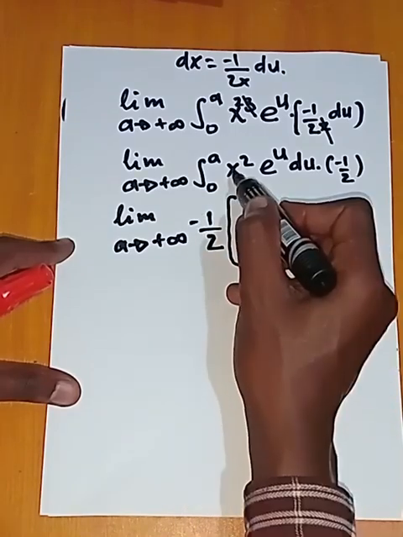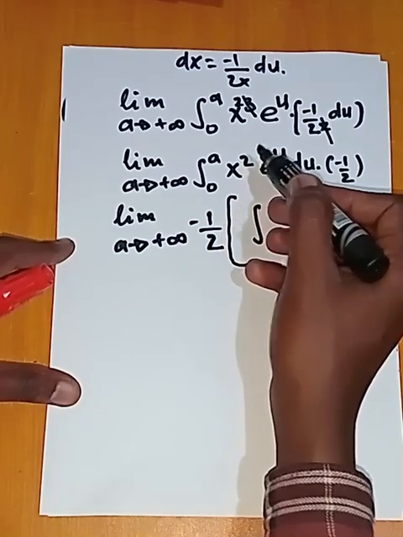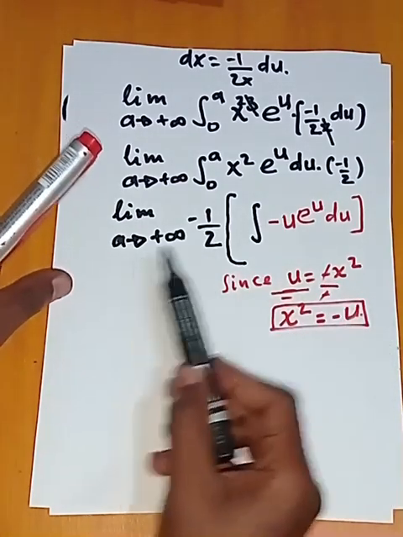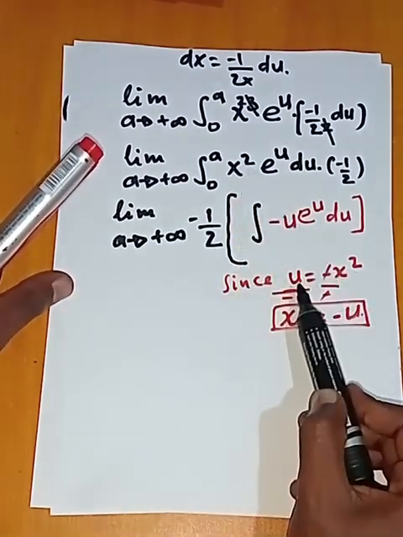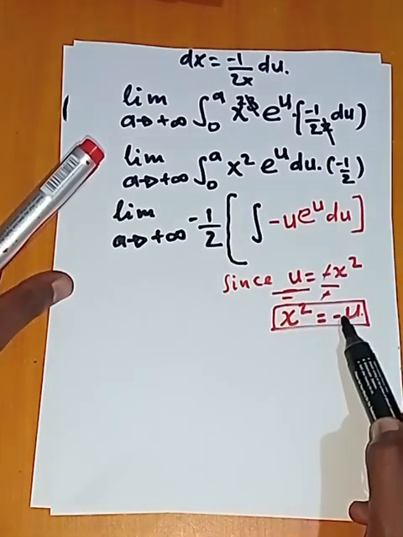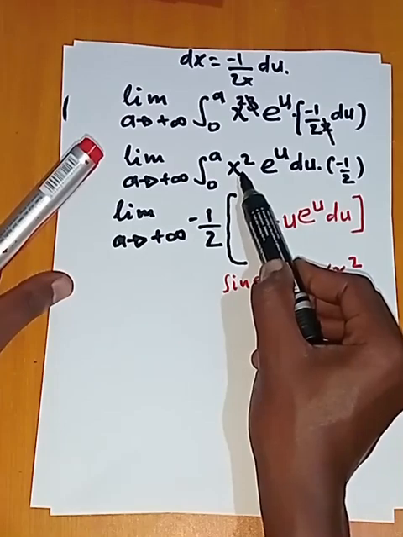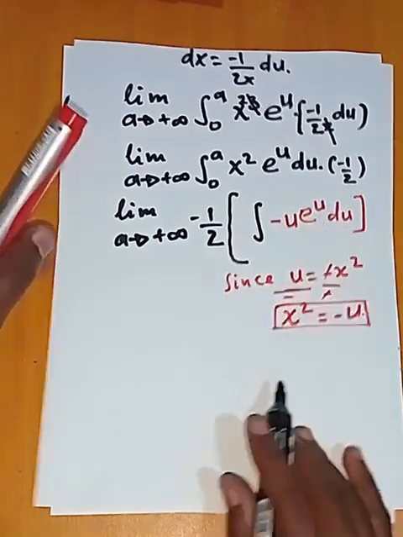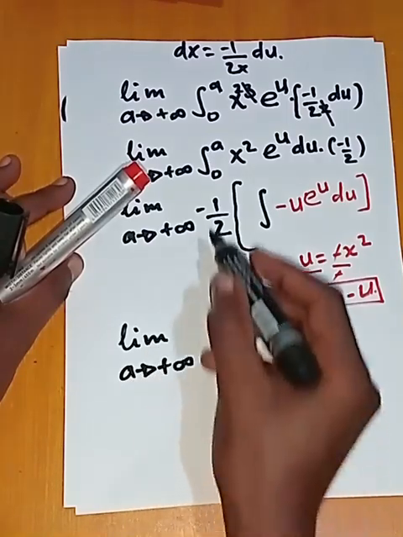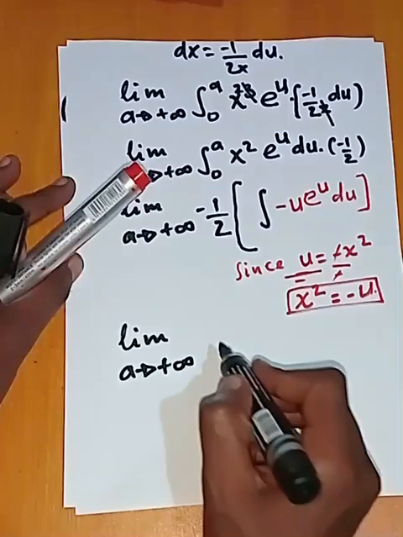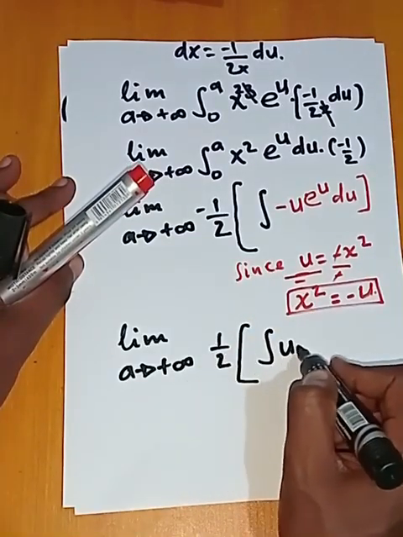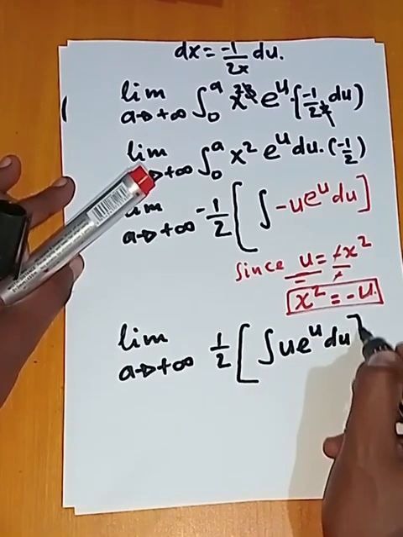So inside the integral, what's the value of x squared? Since we said let u be equal to negative x squared, then rearranging, x squared is equal to negative u. So we can integrate this. The limit as a tends to positive infinity: the negative cancels out this one, so it is 1 over 2 times the integral of u e raised to u du.